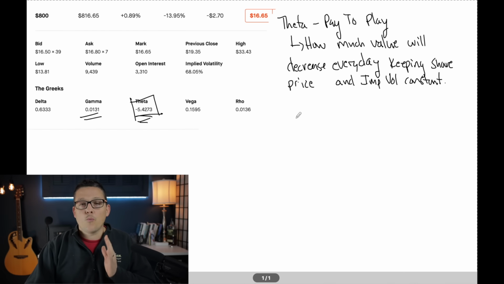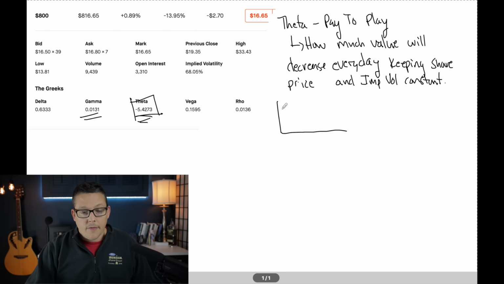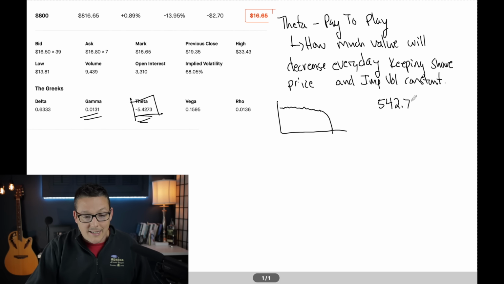This is how much this option is going to cost you in extrinsic value every single day that you hold it. And guys, Theta really ramps up about a month out. Essentially, if we have an option, when you get to 35, 45 days out, Theta is really going to start to ramp up until we get to expiration here. And we can see this option is at expiration. We'll hop in and look at a couple different expirations and show you the difference. But essentially right now, this is losing $542.73 every single day off of this $1,665 premium.